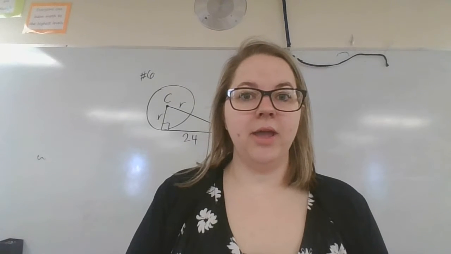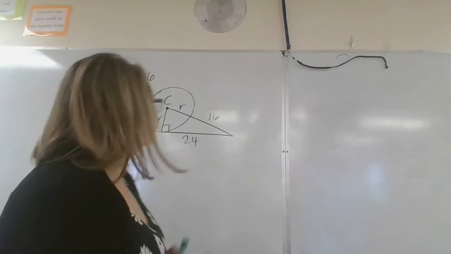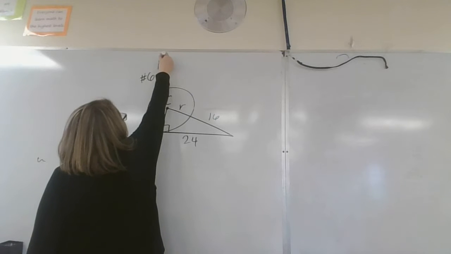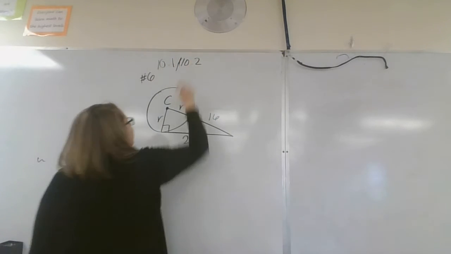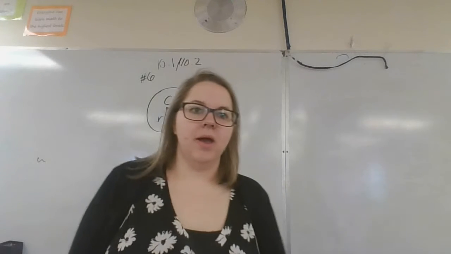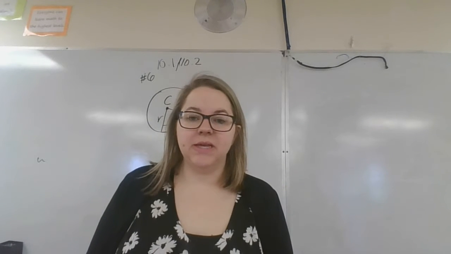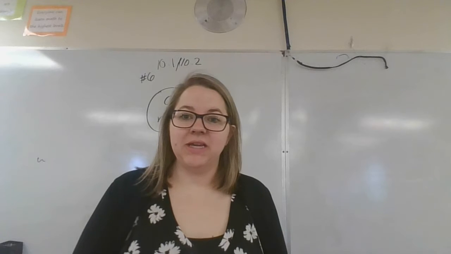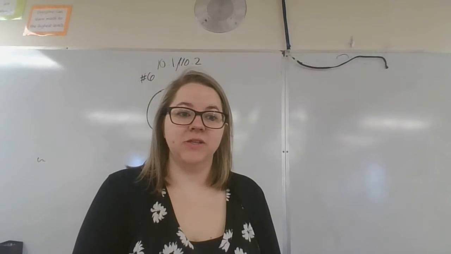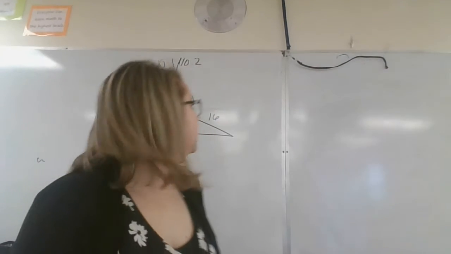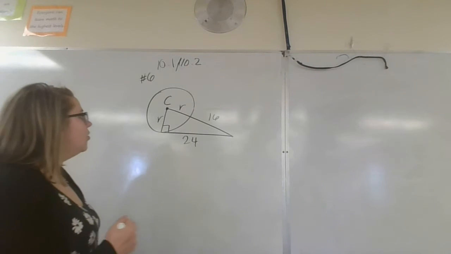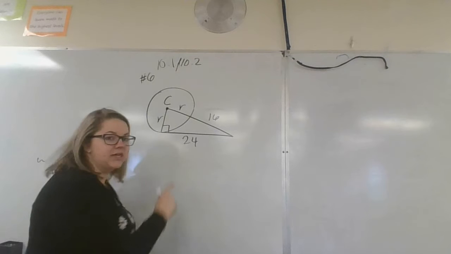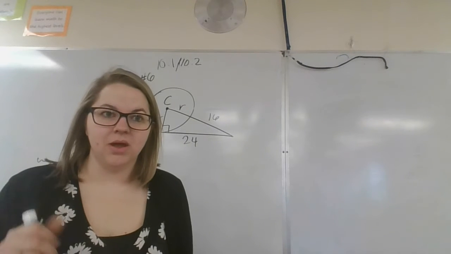Okay, so I am doing a couple problems for 10.1, 10.2. This is number 6. So number 6 says point B is a point of tangent C. Find the radius R of the circle C. Okay, so here I have R and R. So we know since this is tangent, it is a right angle. We got that. It's a right angle.